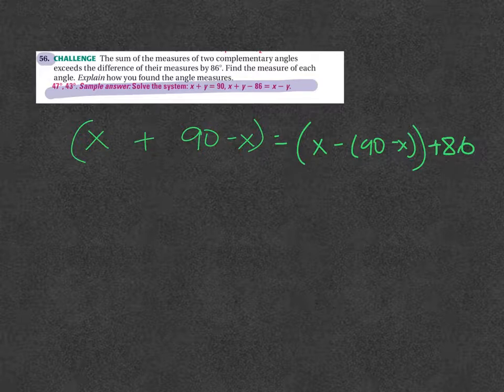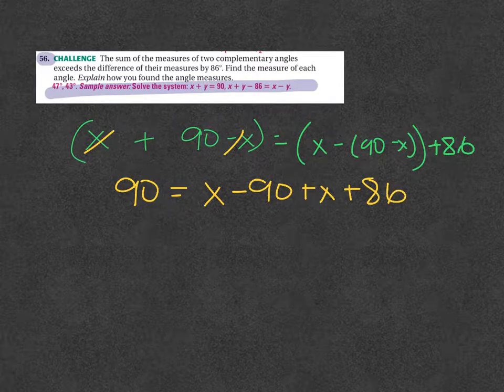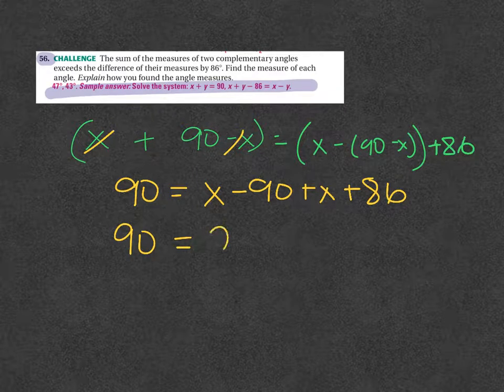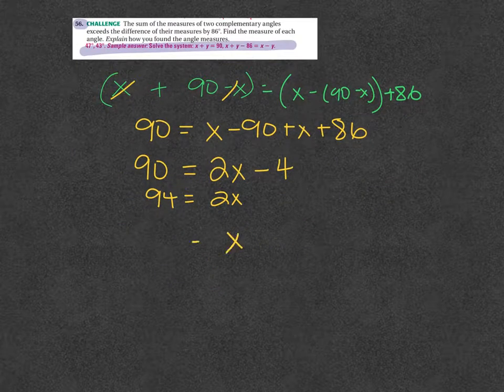This is a great standardized test question, just so you know. So these cancel, and I get 90 equals, this would be x minus 90 plus x plus 86. I get 2x minus 4. Add the 4. The setup is definitely the hard part. Yeah. 47 is your x.